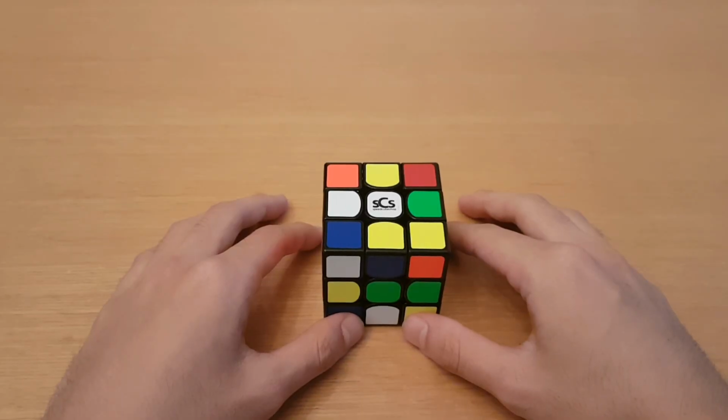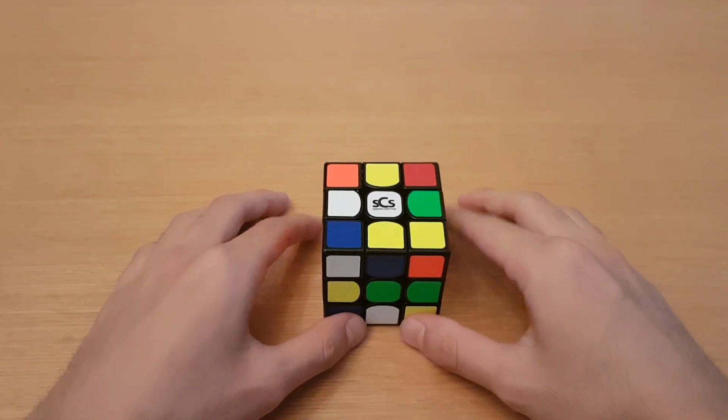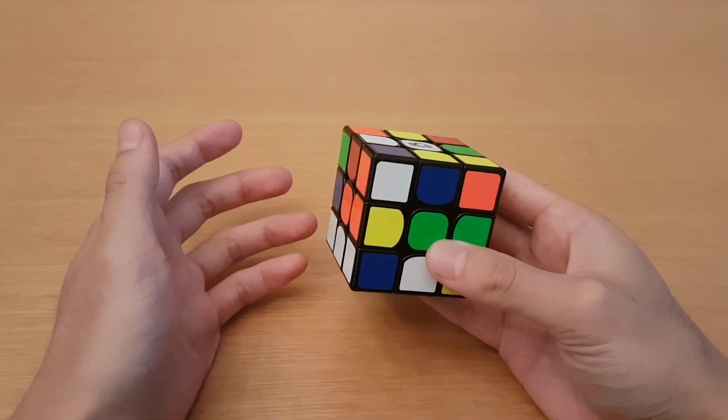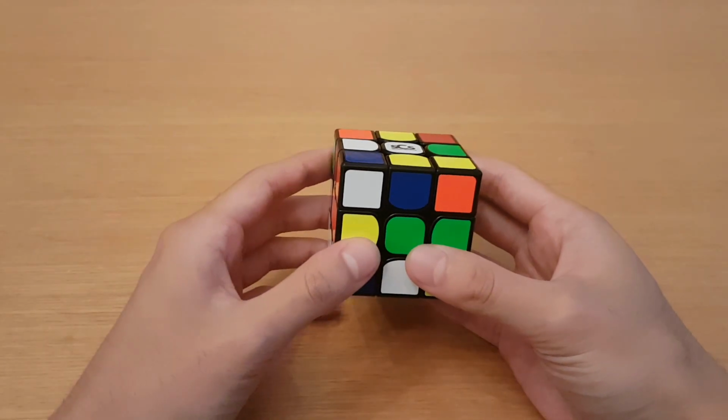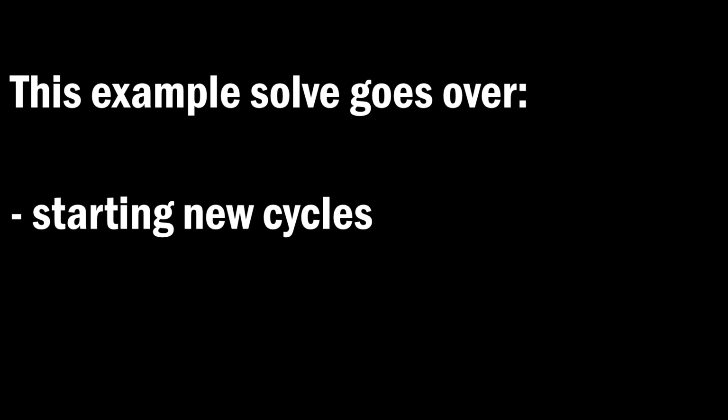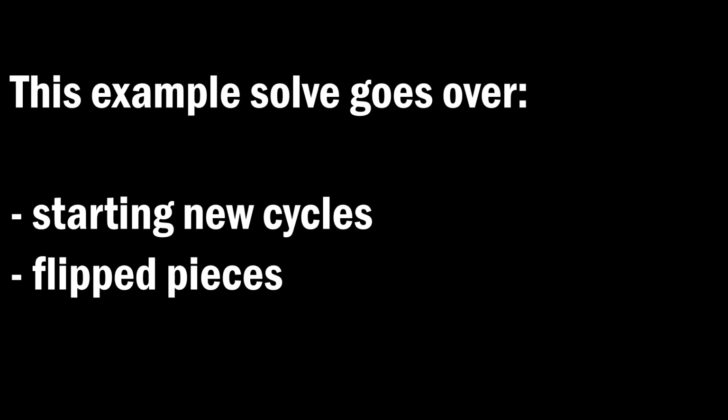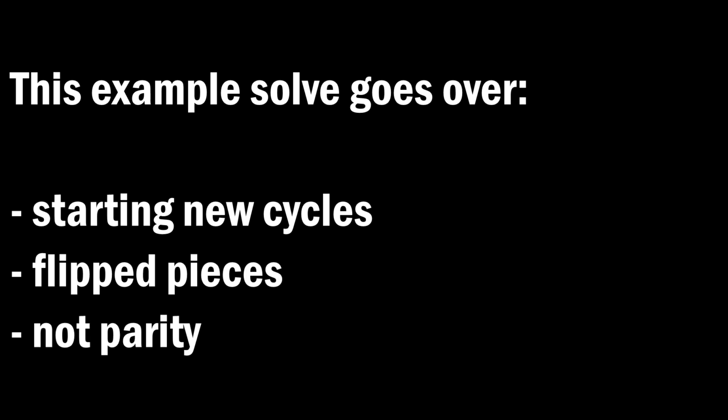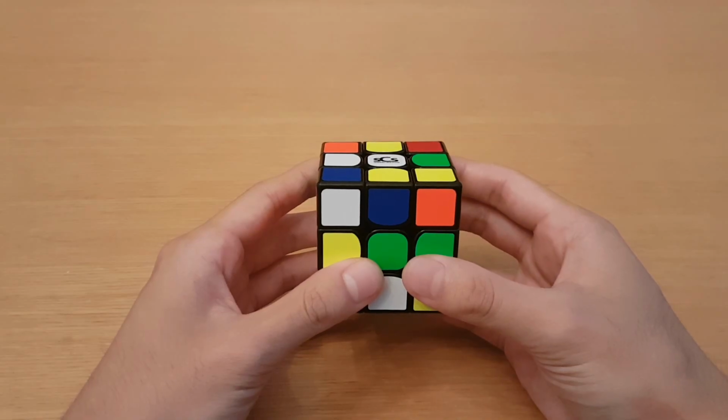So I did the first example solve many months ago, and I think I just chose a random scramble without making sure that it goes through a bunch of cases that you could run into. So this example solve goes over starting new cycles, handling flipped pieces, and it doesn't include parity, but the other example solve already includes parity. So anyway, let's start the example solve.